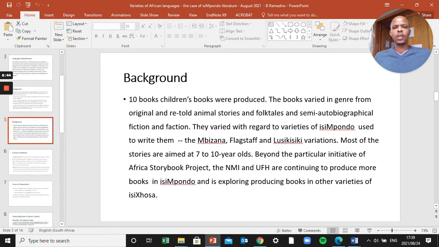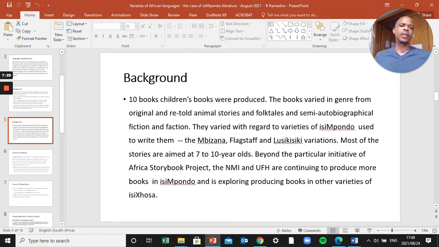Through that process, we were able to produce 10 books in a variety of genres, which included original stories, but also retold stories, animal stories, folk tales, autobiographical and fiction, and faction stories. A variety of varieties of isiMpondo were represented in those stories, in particular varieties from Bizana, Flagstaff, and Lusikisiki. The stories were aimed at 7 to 10-year-olds.